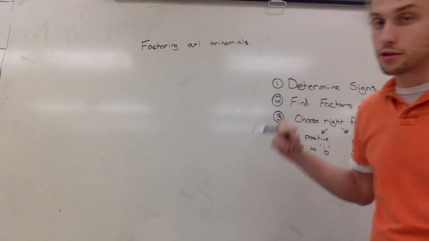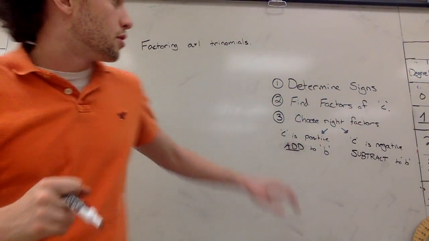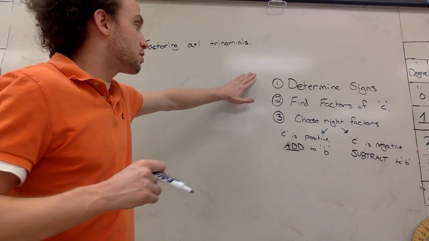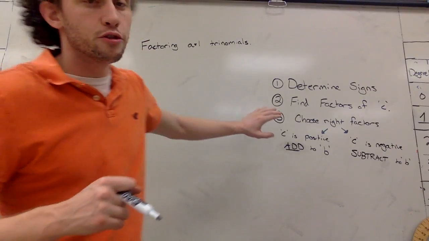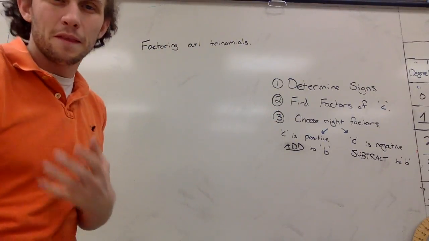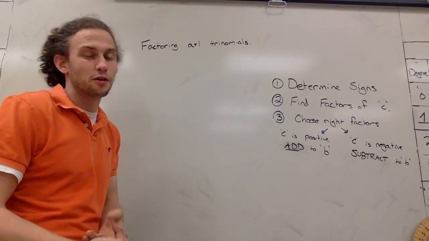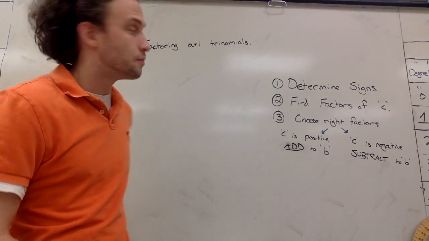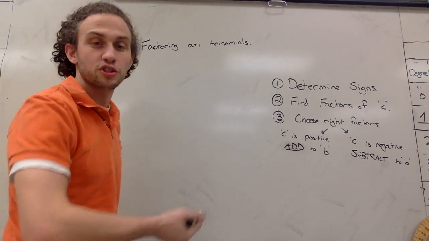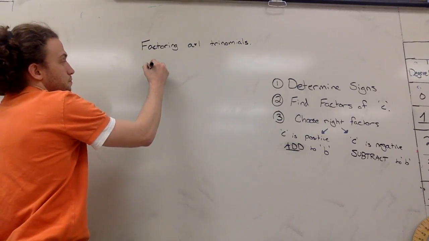I wrote some steps down here, so let's go through these. Now, we always have to determine the signs first. We always have to find the factors, and then choose which factors to use. Now, this doesn't make sense until we actually see it in action, so the best way to do anything is to try it firsthand. So you may see something like this where it says to factor, okay?